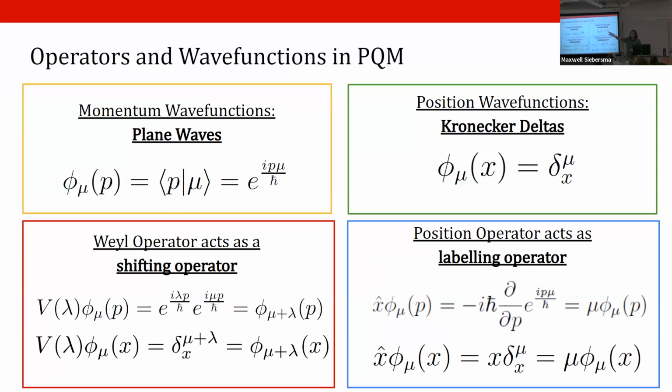We have plane waves corresponding to momentum wave functions and Kronecker deltas corresponding to position wave functions. And also, when you use the Weyl operator V on these states, it shifts the label mu by whatever its parameter is. So shifting it by lambda, visualized here. And the position operator pulls out that value of mu, so it acts as a labeling operator. And by this construction, you can see that our abstract mu states actually correspond to position eigenstates.